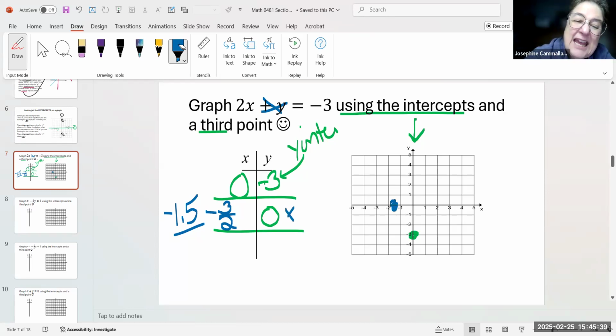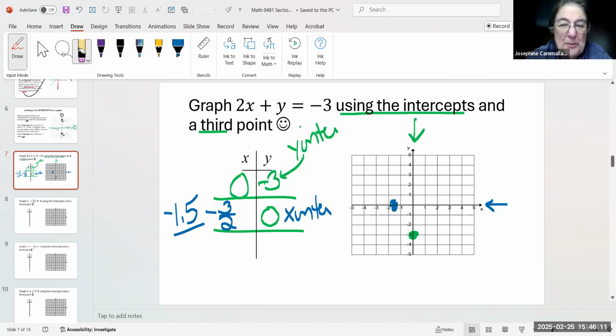This is my x-intercept. And do you see that it sits on this x line? Okay. Now, I need to pick a third point. Now, notice here that I have only going up to 5. So probably I want to pick something that's going to get me somewhere in here between the -5 and the +5.